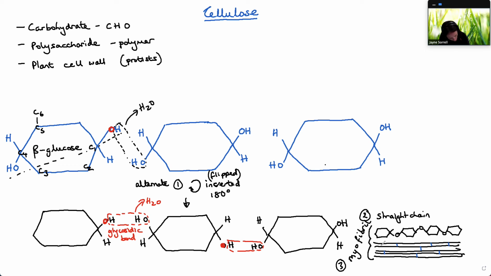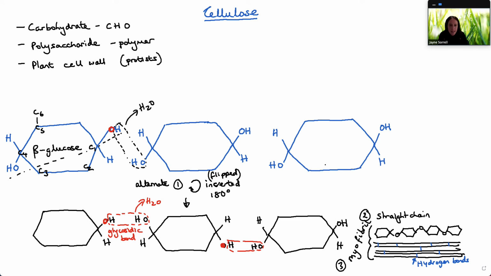My blue lines there represent hydrogen bonds, and those are between negatively charged oxygens and positively charged hydrogens that stick out from these beta glucose molecules. Each hydrogen bond is quite weak, but there are lots of them, so it allows the myofibril to form.